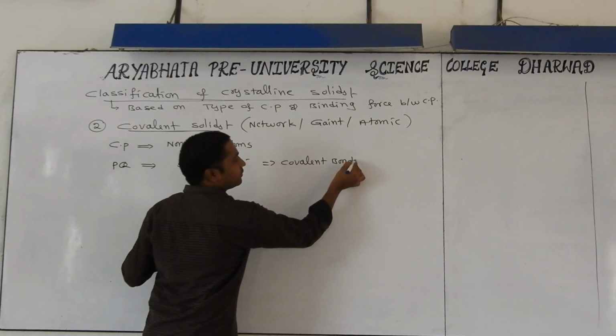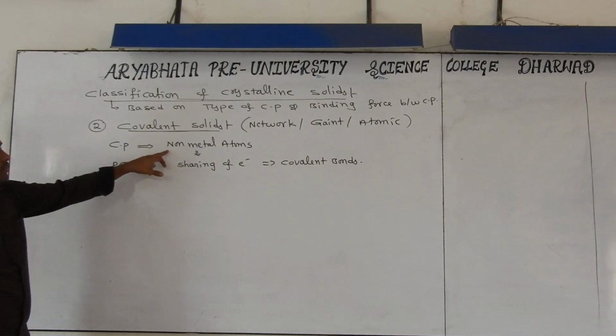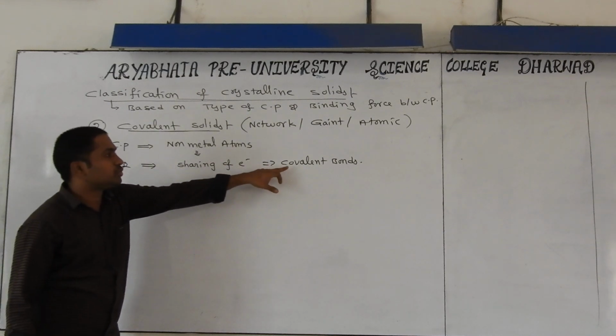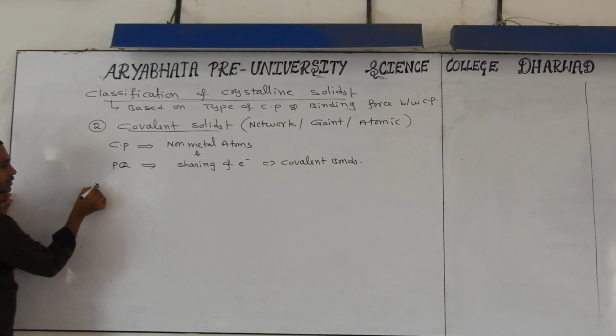Covalent bonds will be there, because the constituent particles are non-metals. Between non-metals, only sharing is a possibility. Due to sharing, which bonds are we getting? Covalent bonds. And you see some other characteristics of this one.